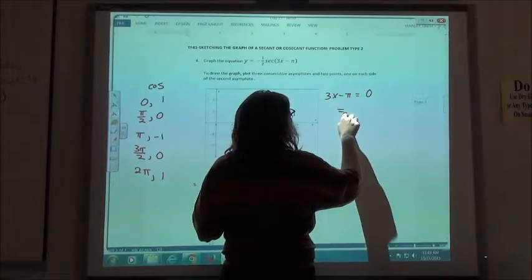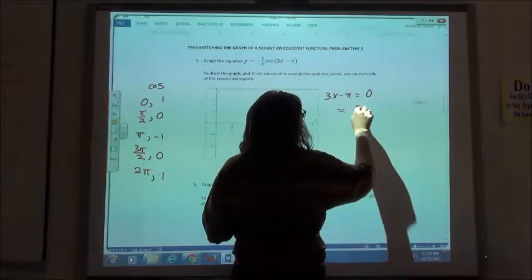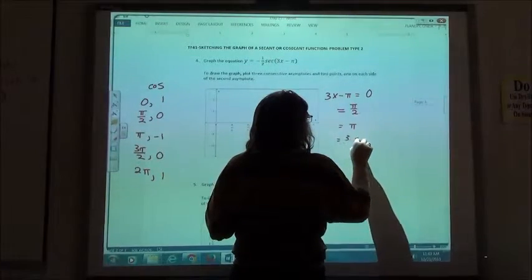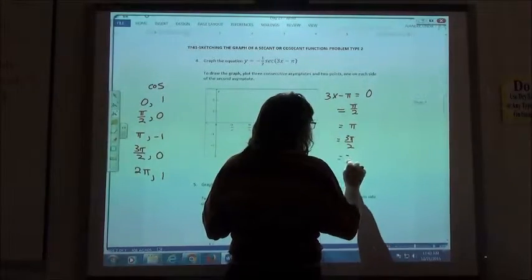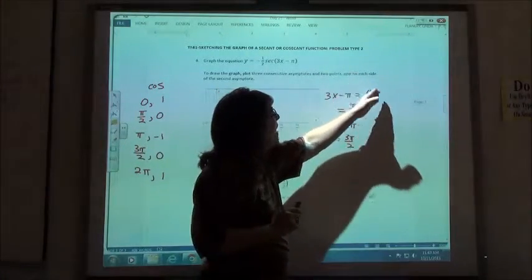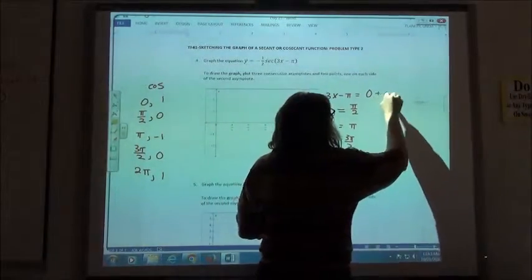I'm going to slide over here a little bit so I have some writing room. Pi over 2, pi, 3 pi over 2, and then equal to 2 pi. So when I solve these, first I'm going to add pi to everything. So add my pi.